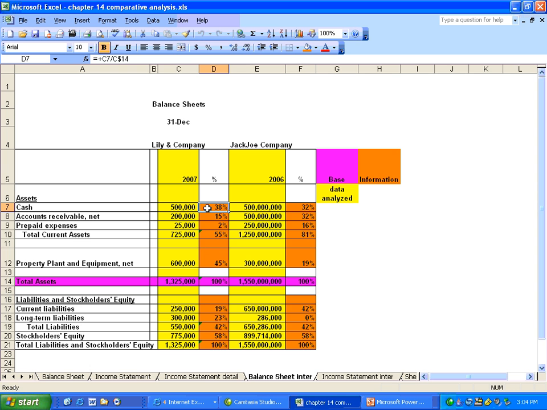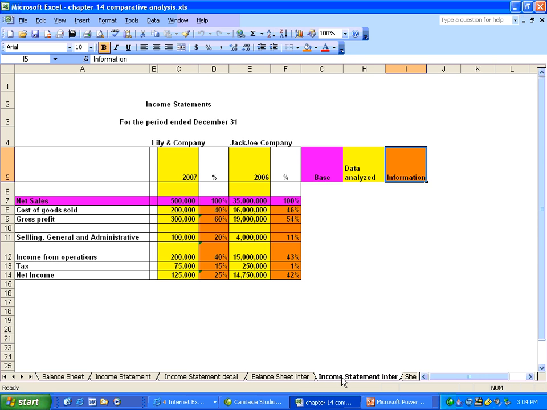And I see that Lilly Company has 38% assets or cash to total assets, where Jack Joe is a little bit less. And I also see that current assets are 81% for Jack Joe Company compared to 55% for Lilly Company. This just gives me a little bit of information that I can use to start delving a little bit further. You know, why does Lilly Company, who's in the same industry, have a lower amount of current assets? Why do they have more invested in property, plant, and equipment? Just one place to start looking at information.